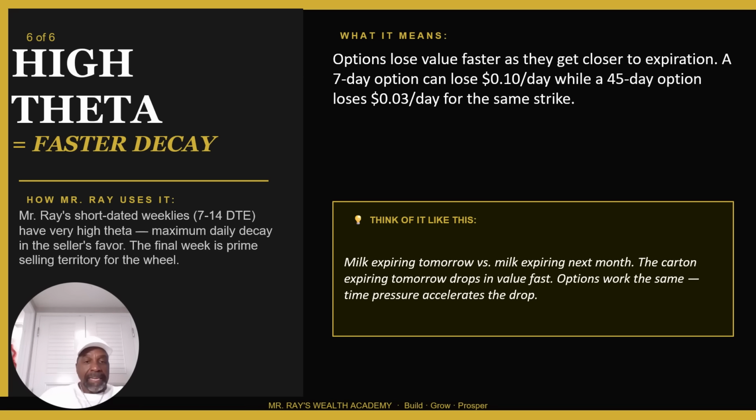So if I've got an option that has a 7 to 14-day DTE, that means that it's going to bleed fast. Whereas if I have an option that has a 30, 45 day DTE, then it's going to bleed a lot slower. Okay. So just understand that theta is going to go faster the closer you are to the expiration.